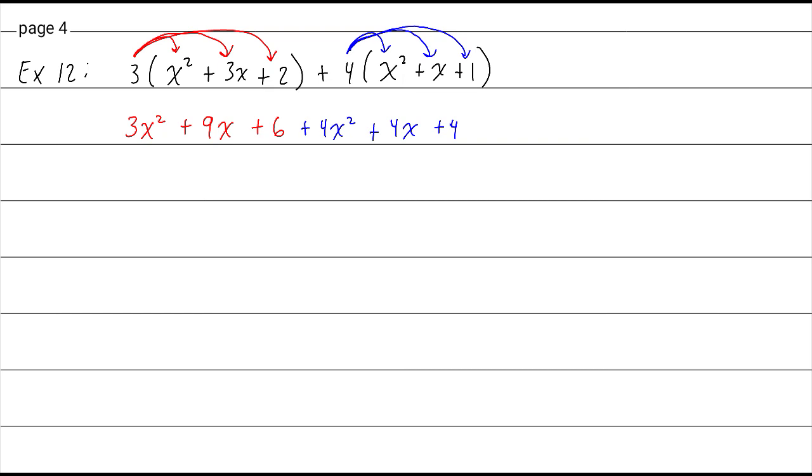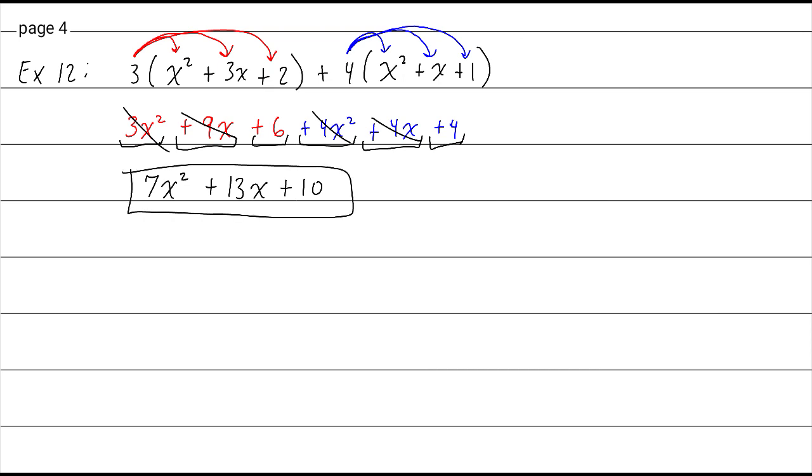All right, like terms. Here we go. Positive 3x squared, positive 4x squared. 3 plus 4 is 7, so we have 7x squared. Okay, I'm done with those. Positive 9x, positive 4x. 9 plus 4 is 13, so positive 13x. Positive 6, positive 4, both constants. 6 plus 4 is a positive 10. So 7x squared plus 13x plus 10.